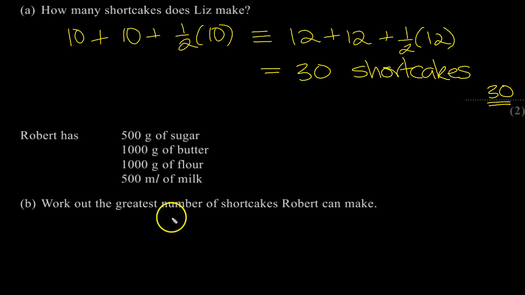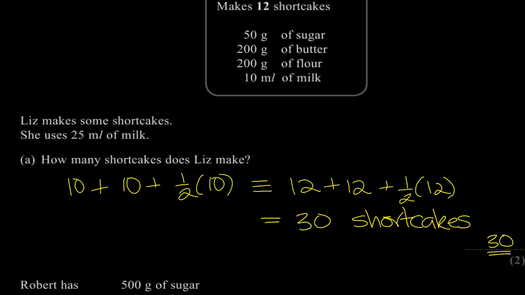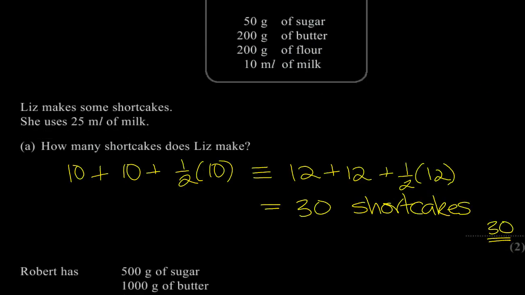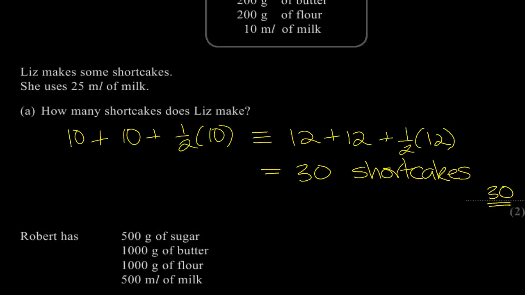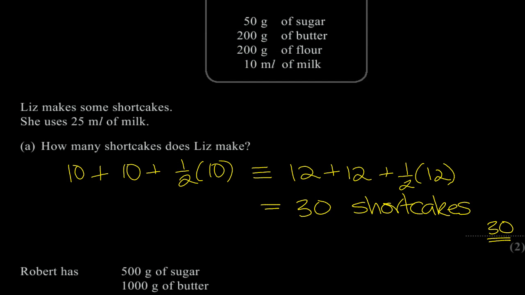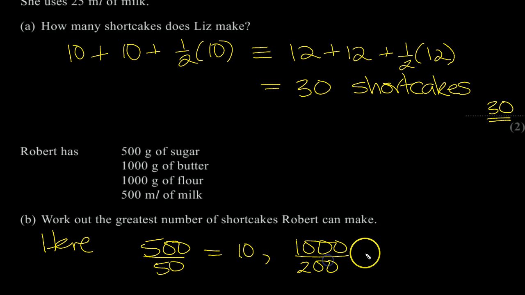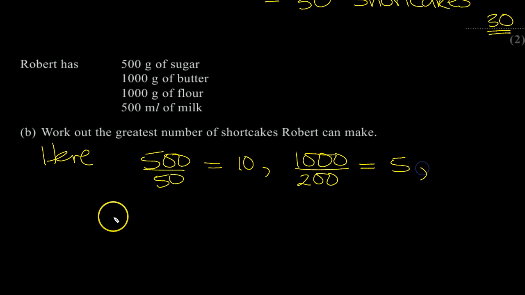So let's look at that. 500 grams over, what was it, 50 grams of sugar. So how many 50s in 500 is 10. And then 1000 butter over the number of butters. They're both 200 of the next two. So that would be 200, and that would give 5. And the other one's also 1000 over 200, isn't it? And that would also give 5, as we said.